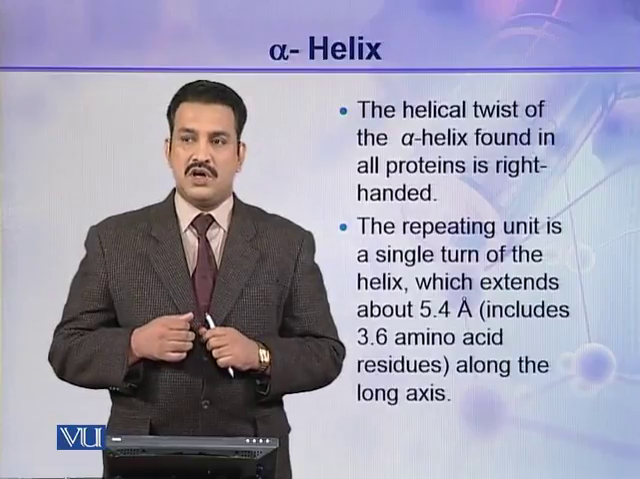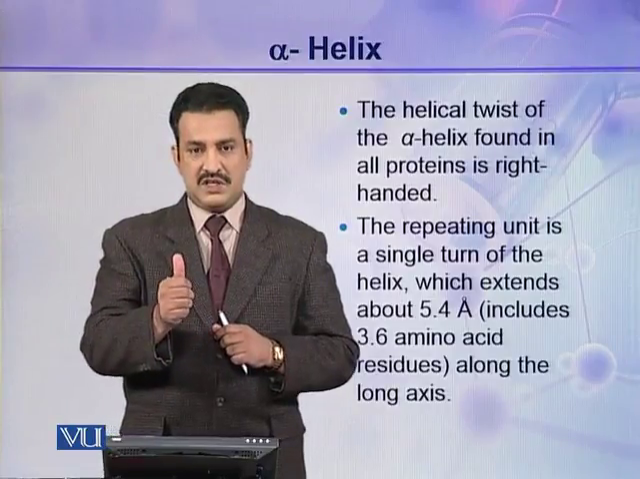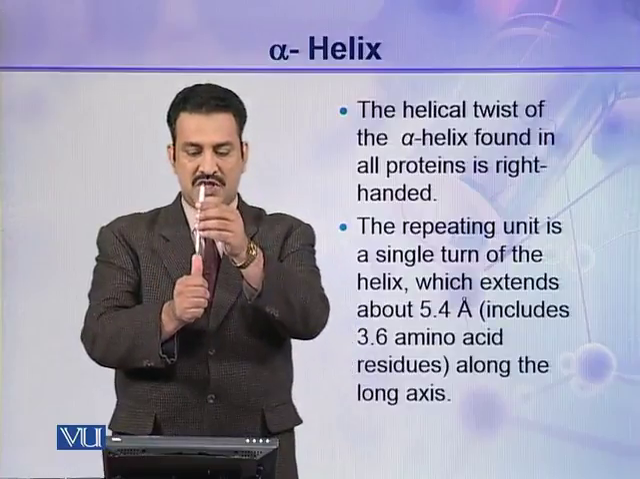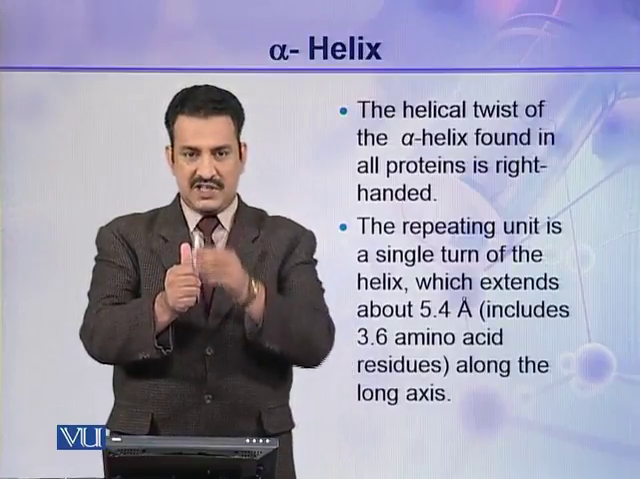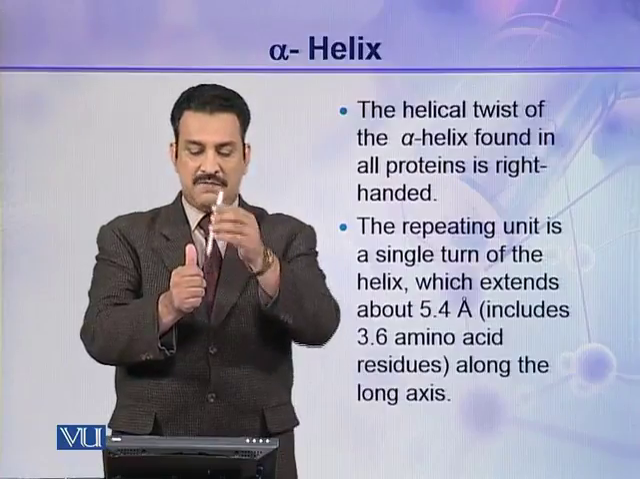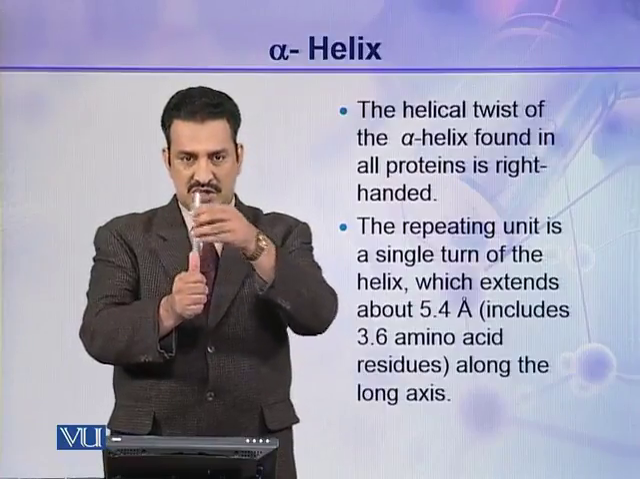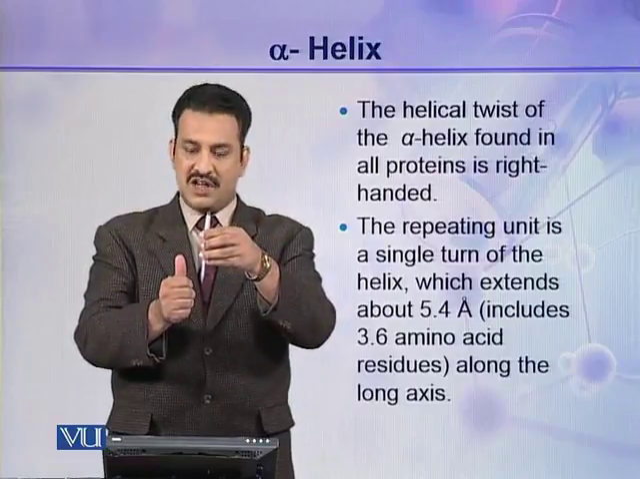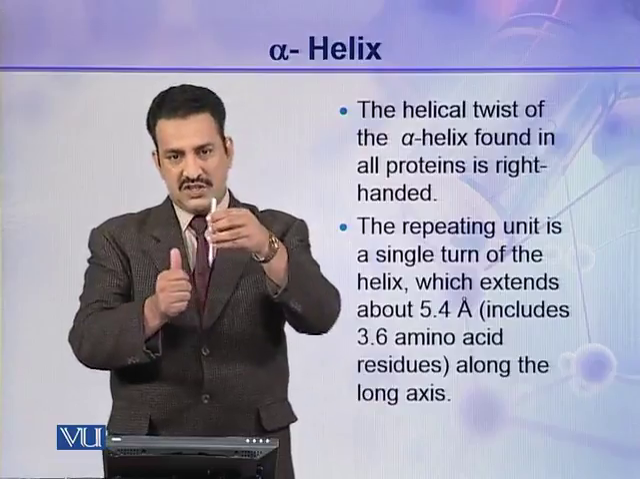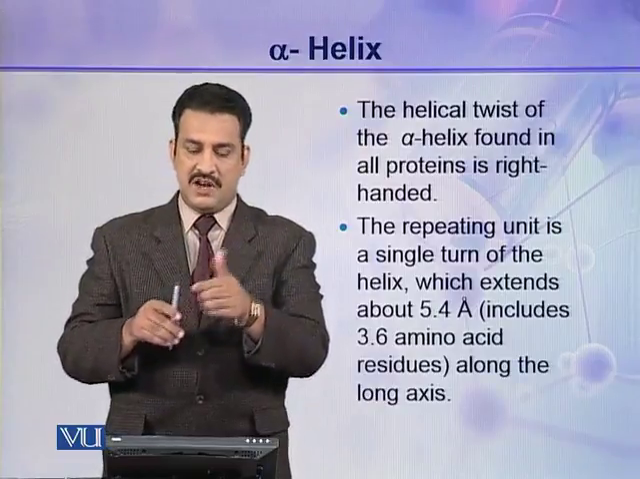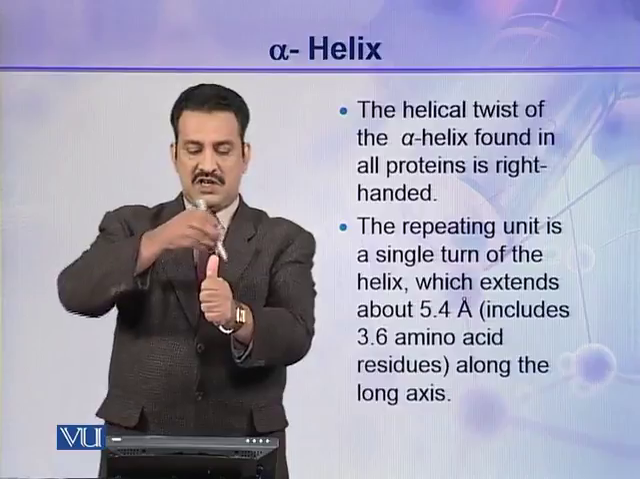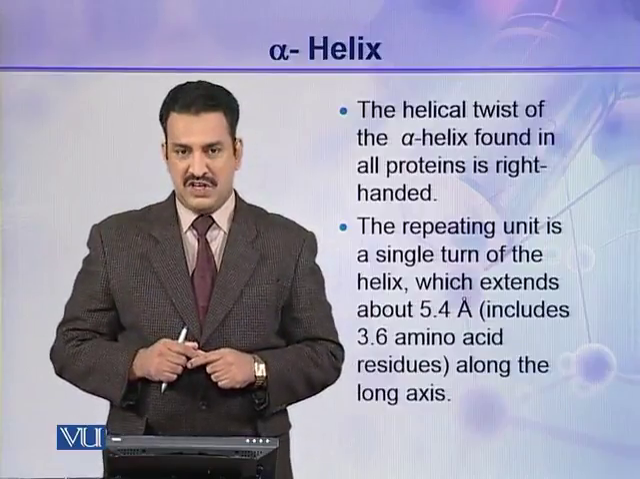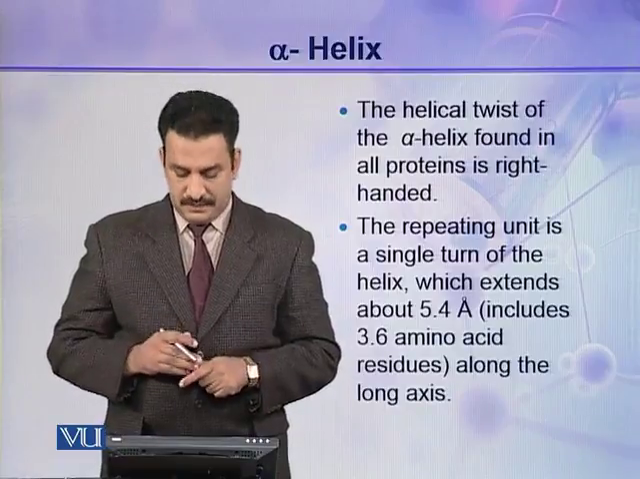So it means if we say this is the right hand and this thumb is the axis of the helix, and as the fingers are coiled round this thumb, similarly our right-handed helix is coiled in this direction. And if it is left-handed coiled, that means it is coiled like this. So the alpha helix in the protein is right-handed.